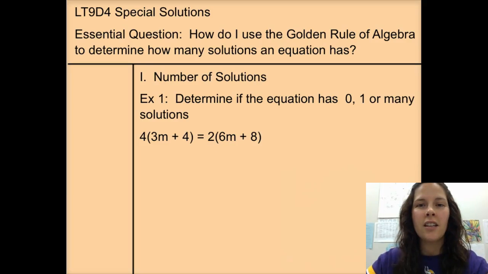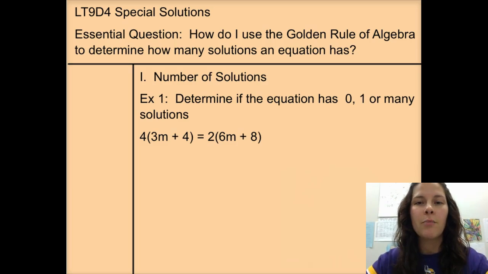Our next learning target is using the golden rule of algebra to determine if our equations have a special solution. The different special solutions are many solutions, and that's when you can substitute any number into an equation and the equation will be true. The second type of special solution is when an equation has zero solutions. There is no number that will make the equation true.